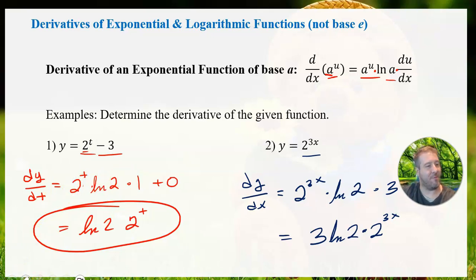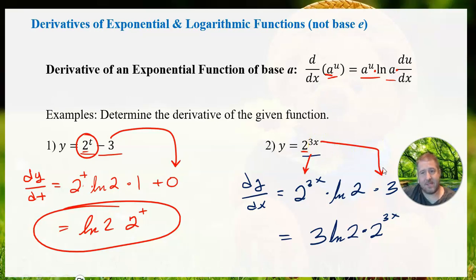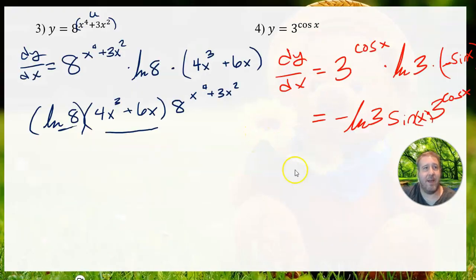Sorry, it's sum and difference rule. It's two different parts. We're going to do differentiation of just this part first. So 2 to the t times natural log of 2 times the derivative of t, which is 1. And then differentiate the minus 3 to 0, and boom, there's your answer, which is just all of this. You don't need the 1 or the plus 0. All right, over here, we've got itself, copy it, times natural log of the base, times the derivative of the exponent. And then it's just a matter of simplifying it down.